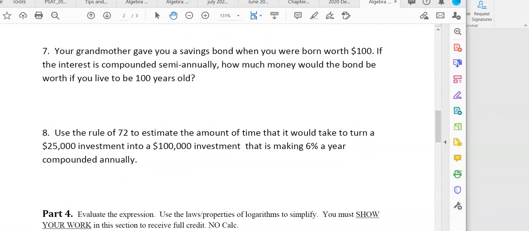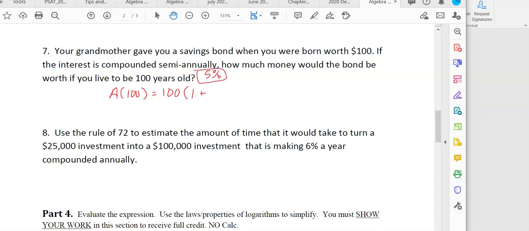So the amount after t years, when you were born, so 0 to 100. So the amount after 100 years, wow, that's pretty good, equals $100. So only $100 to start with. That's too bad. 1 plus the rate. How much money would the bond be worth if you lived to be 100? Oh, we're missing some interest rate here. So I don't know. Let's say it's 5%. We're missing part of the question.